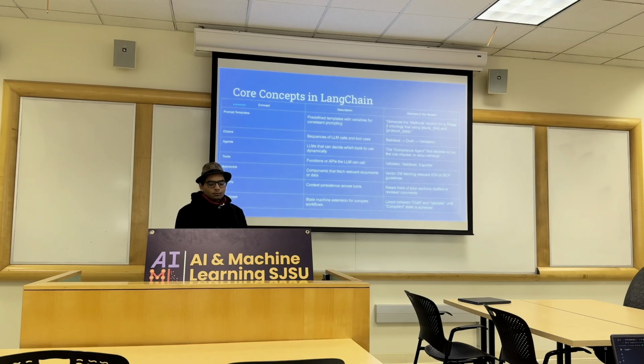For our project, we'll be having a compliance agent that decides to run a rule checker and to run the retrieval. And also tools like a validator, retriever, and exporter tools. For the retrievers, we'll be using a vector DB, prior sections drafted, or a review of comments. And for LangGraph, we'll be using it as a graphical structure to loop between the draft and the validation until the compliant state is achieved.